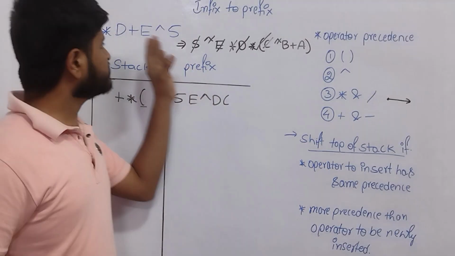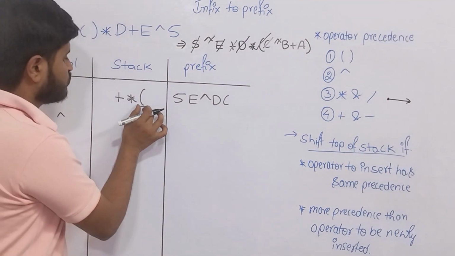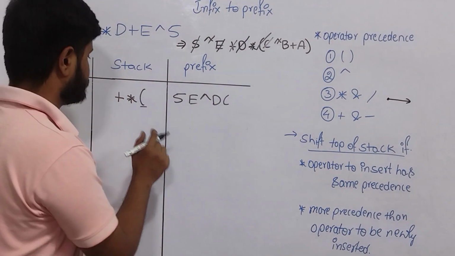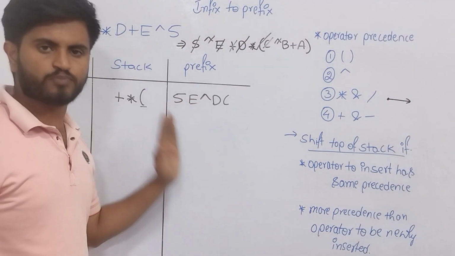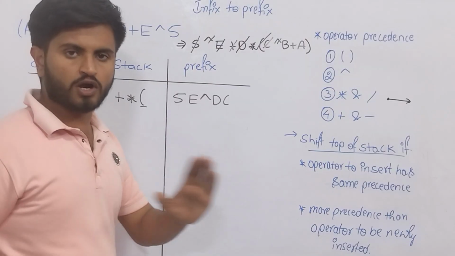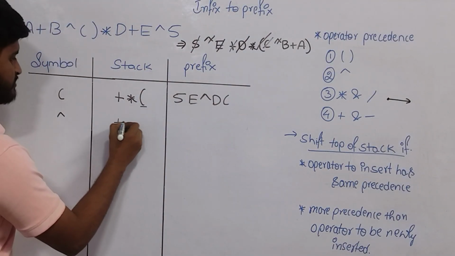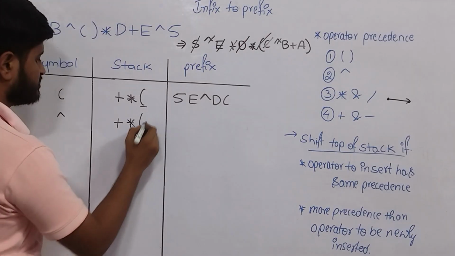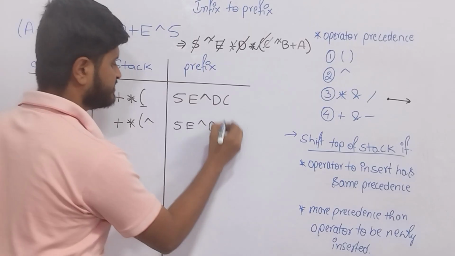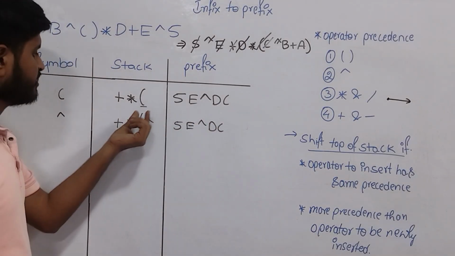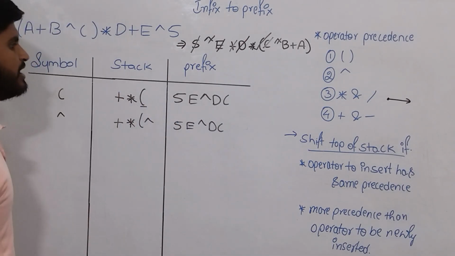But when you are converting from infix to prefix or infix to postfix, you are not allowed to shift the open bracket or closed bracket. So this is an exception where you can't shift the open bracket and closed bracket towards the prefix, because in the prefix or in the postfix also we will not use brackets to define the expression. So if you see here, plus will remain as it is, star will remain as it is, open bracket will be same, and exponential will be here, 5e exponential dc, because in the prefix we will not use the open bracket or closed bracket. So that is the only reason we are not shifting the open bracket to the prefix.